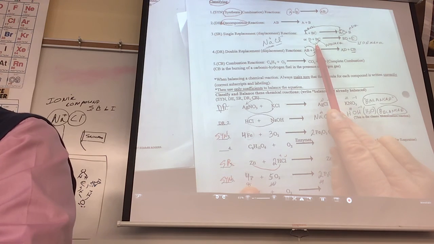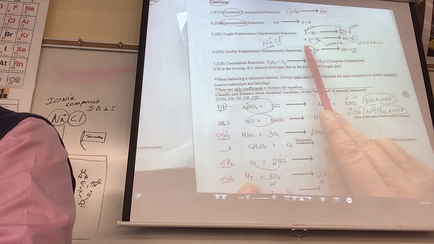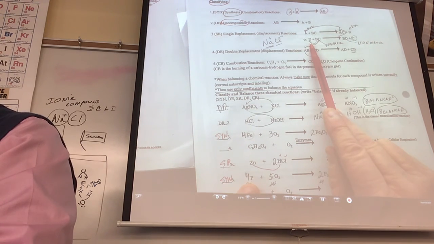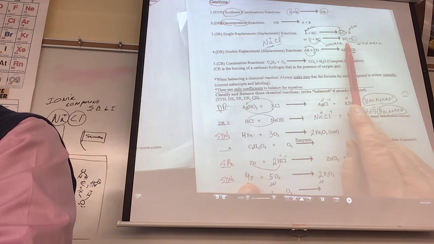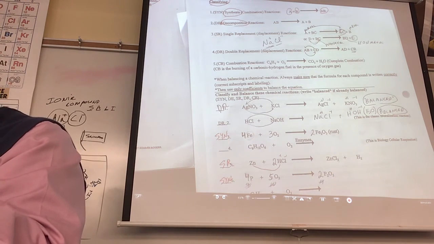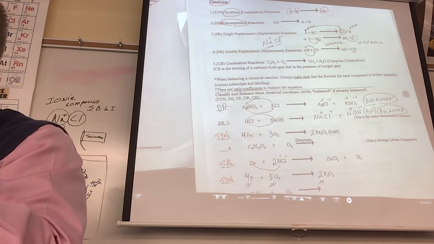What about down here? D plus BC, whoa. D kicked out C. So what do you think D is? It's written second. Metal or non-metal? Non-metal. So metals tend to kick out metals in a single replacement reaction, and non-metals tend to kick out non-metals.